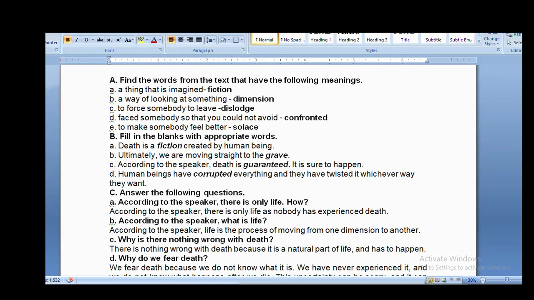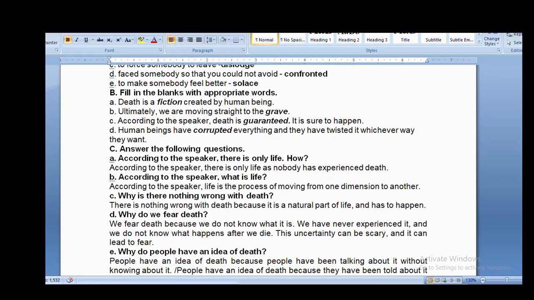Number B, fill in the blanks with the appropriate words. That is a fiction created by human being. Ultimately, we are moving straight to the grave. According to the speaker, death is guaranteed. It is sure to happen. Human beings have corrupted everything and they have twisted it whichever way they want. Let's go to question number C.